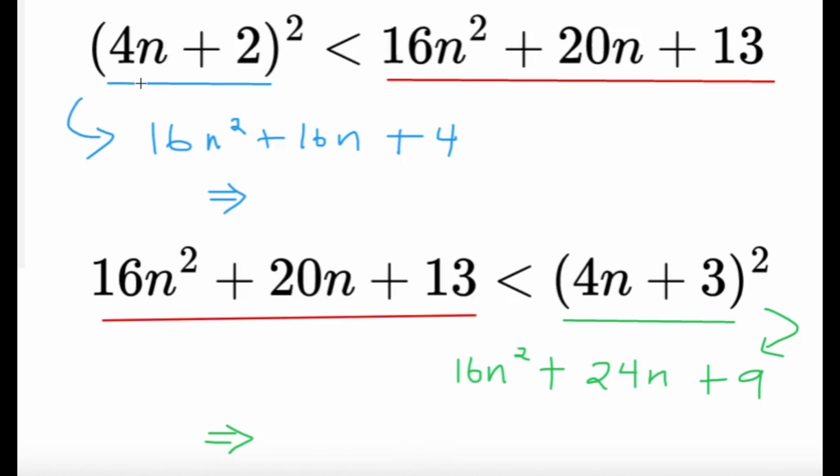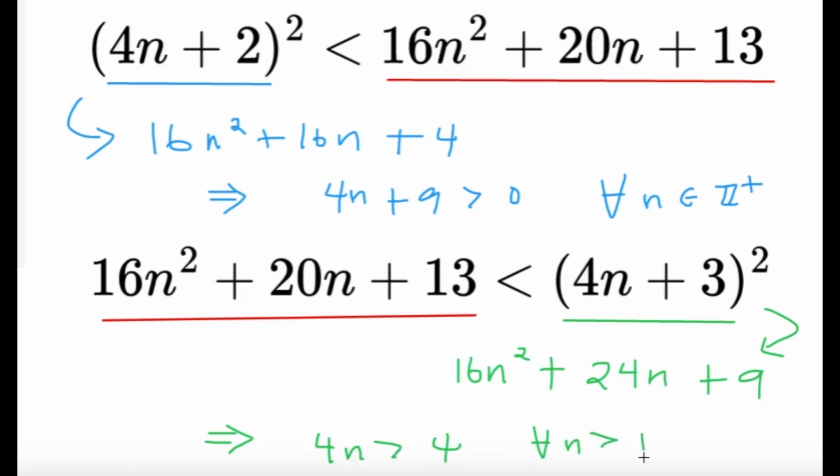If I solve for n in the first one, I get 4n plus 9 greater than 0. That's obviously true for all positive integers n, because the left side is always positive. So 16n squared plus 20n plus 13 is always greater than 4n plus 2 quantity squared. For the second one, if I solve for n, I get 4n is greater than 4, which is true for all n greater than 1.